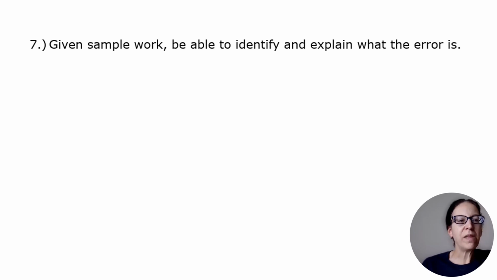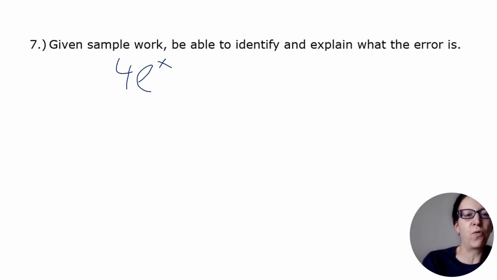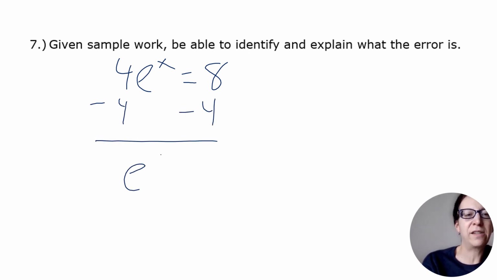All right. Last bullet point on your study guide is, given sample work, be able to identify and explain what the error is. So you're going to see something like 4e to the x equals 8. I think this is one that was on your homework, and it did this.